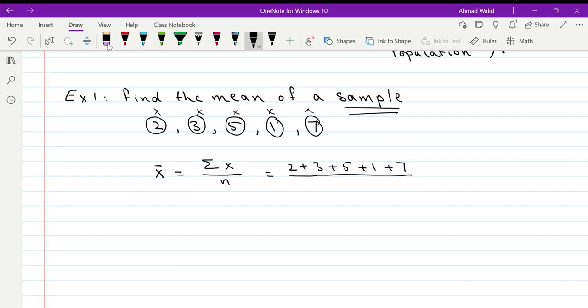How many data do I have? 1, 2, 3, 4, 5. Divide by 5. Which will give me 8, 10, 18 over 5, and if you simplify, it gives you 3.6, I think. 3.6. This one will be the mean of the given sample, correct?